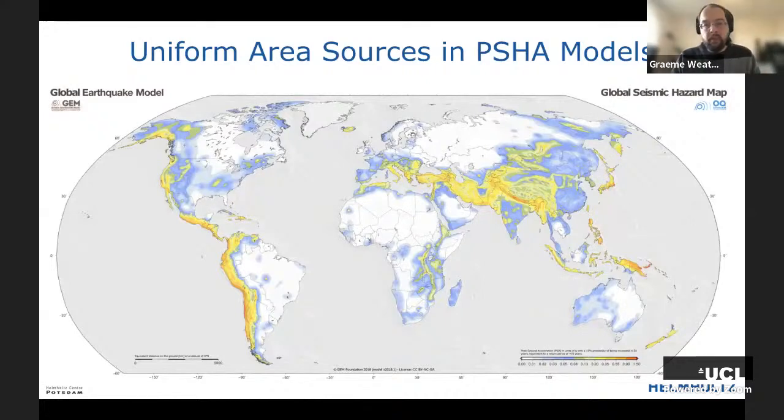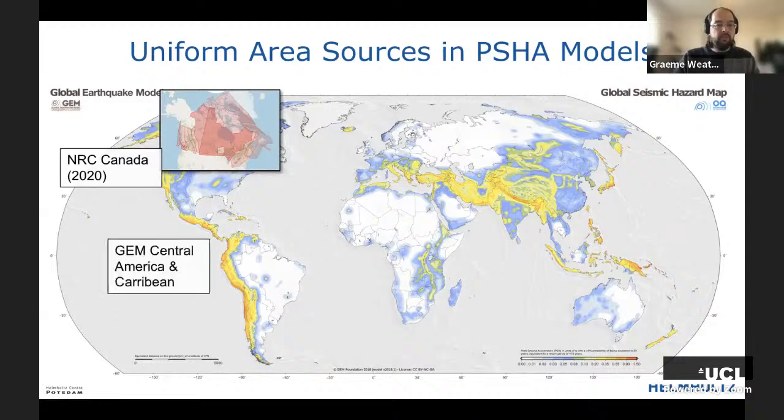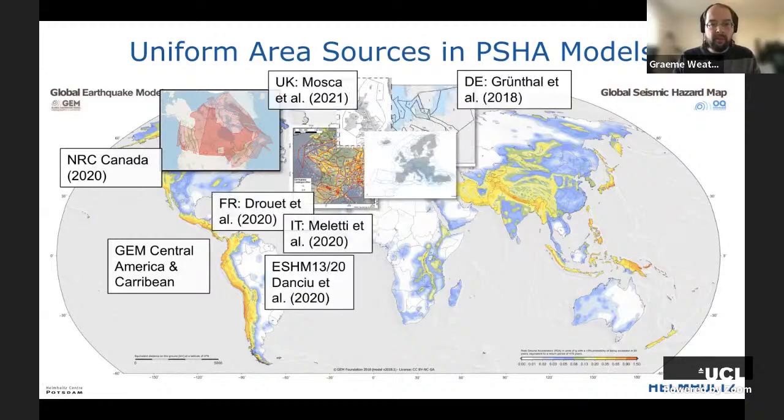So where are area sources used in PSHA? Well, again, starting with our base map, we see them used in Canada. This is quite common in the last few generations of models. Notably, they're not used in the United States, at least not for the last couple of generations of models, but you do find them in hazard models in GEM's database for Central America and the Caribbean.